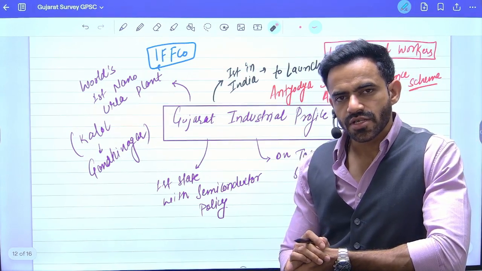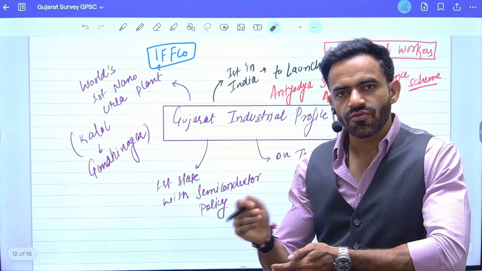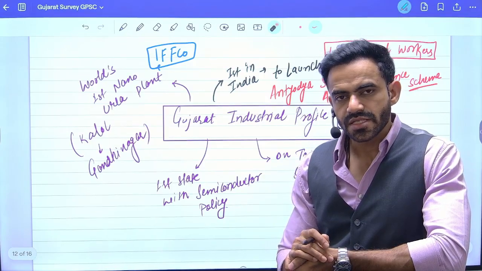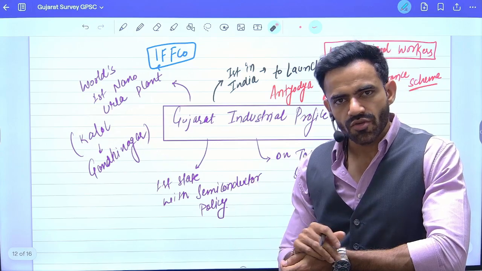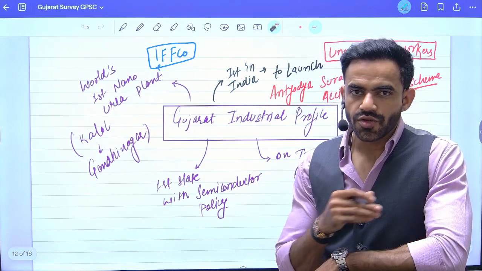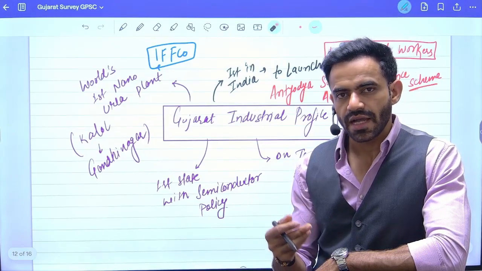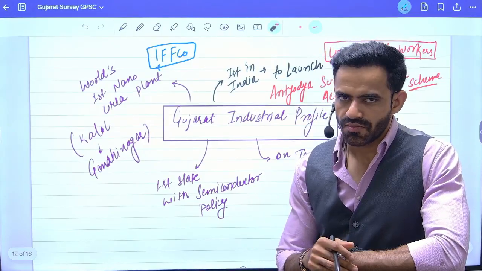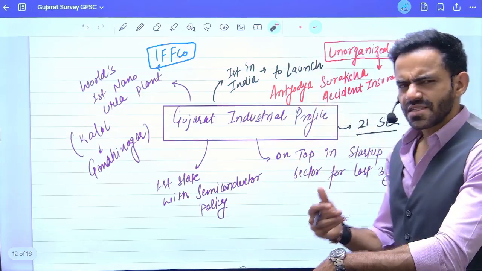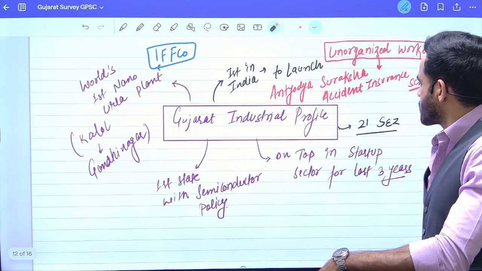This is a scheme for unorganized sector workers. Unorganized sector workers basically means they do not have fixed terms and conditions of employment. That means they do not receive social security benefit. What are social security benefits? For example, they do not receive paid leave, they do not receive pension, health insurance coverage, and so on. So in a very simple sense, they are quite vulnerable, and that's why the Gujarat government has announced this policy.